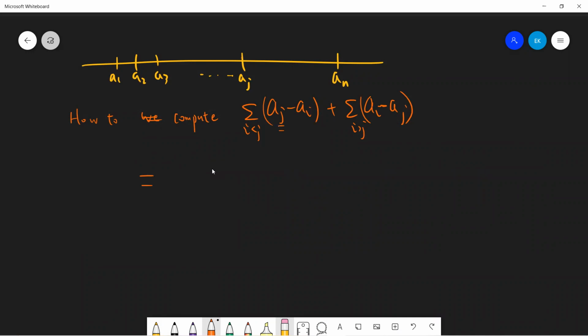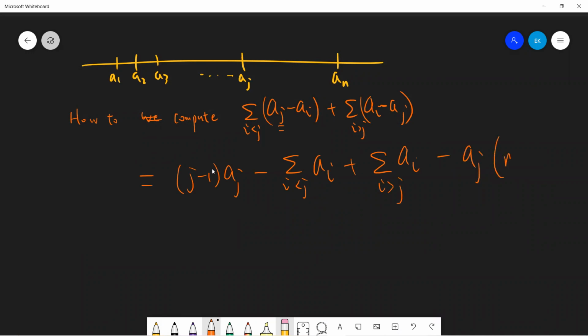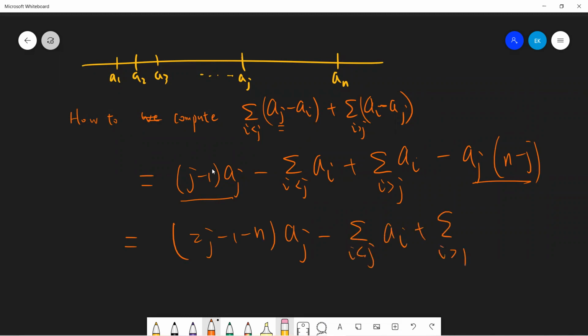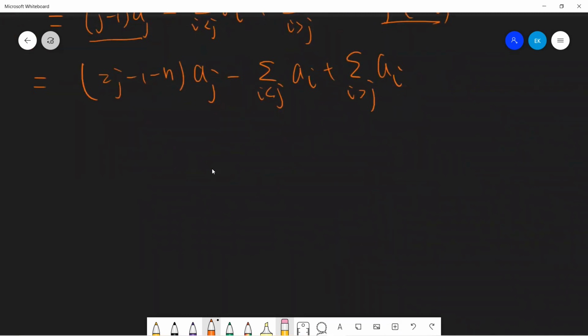Also very simple, this aj is fixed, right? So this is (j minus 1) aj minus the summation of ai for i less than j, plus the summation for i greater than j of minus aj, and there are, let's say, n minus j of them. So they just separate, and obviously these two terms can be combined. So I should get (2j minus 1 minus n) aj minus the summation of ai for i less than j plus the summation of ai for i greater than j. Every time you see this, you should use the so-called pre-sum.